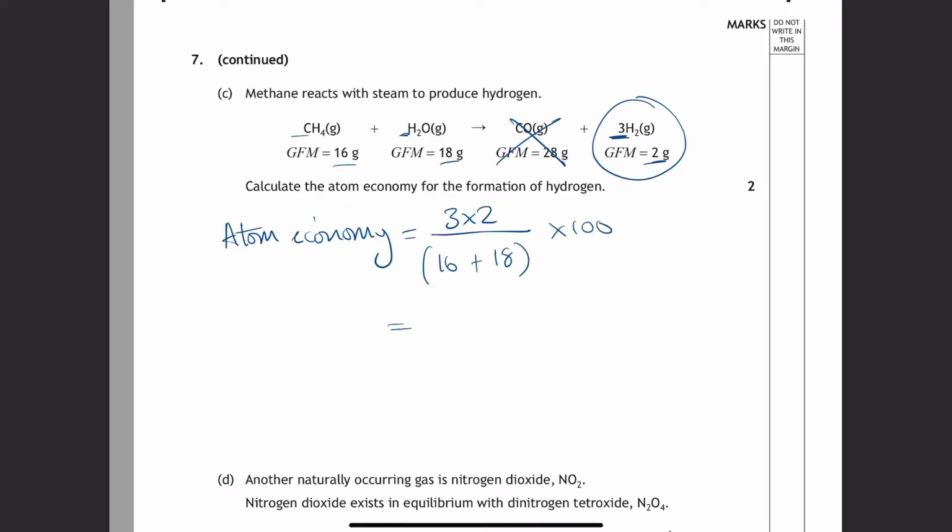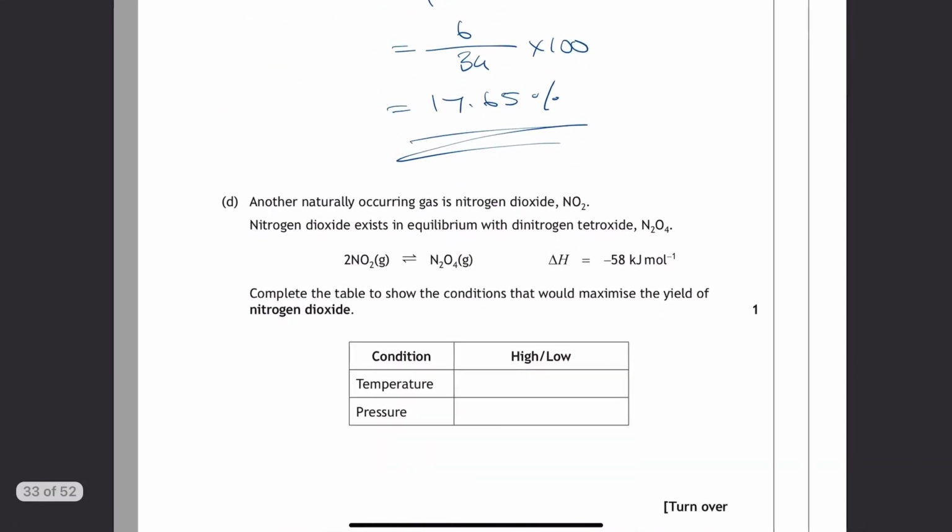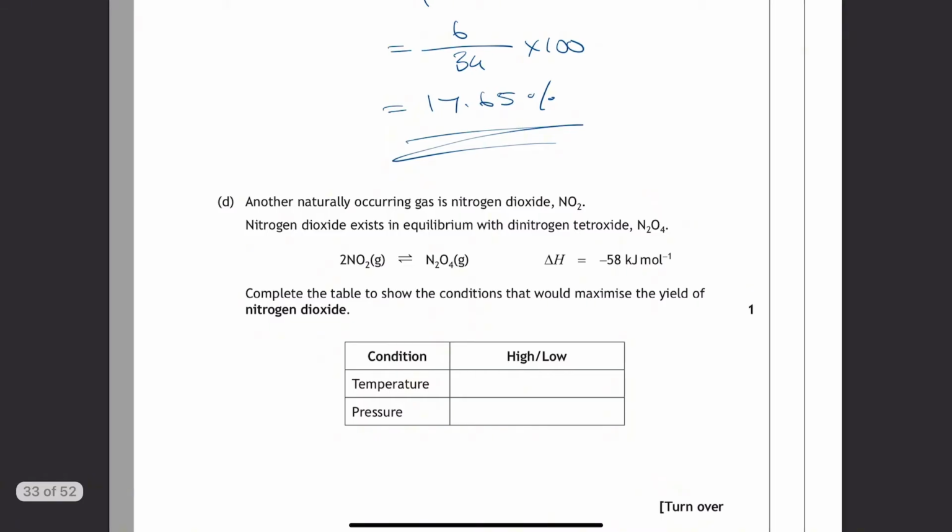So that is 6 over 16 plus 18, 34, times 100. So we put that into our calculator. We get 17.65%. So that one's one that you could potentially round incorrectly. So just watch out that your rounding's not wrong when you're doing these, especially if you've got one of those calculators that puts the dot across the top of repeating numbers. That sometimes catches people out.